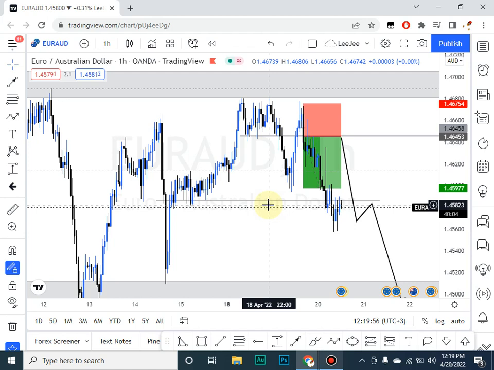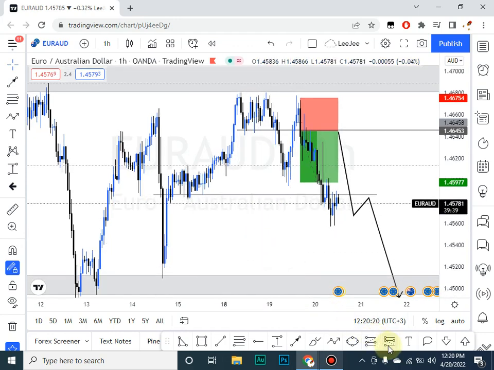Just a minute. This is the Euro AUD. Now using my MetaTrader 4, I'm going to take this sell over here. Now great. So this should be my entry.